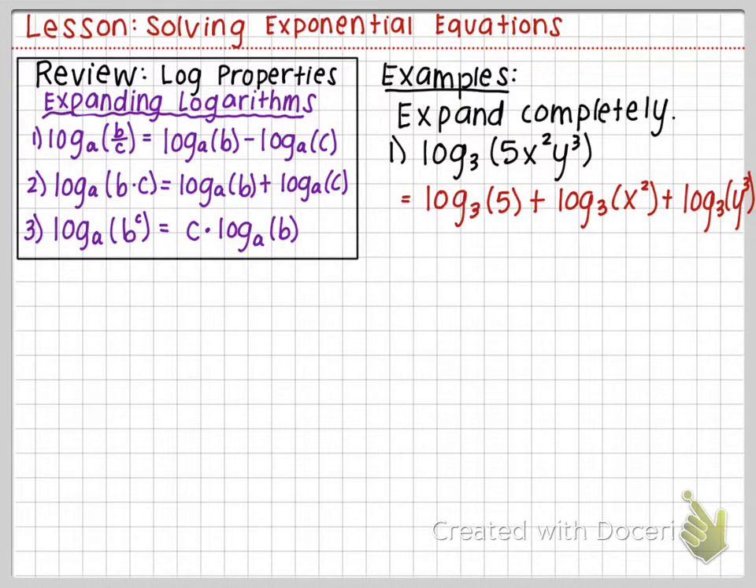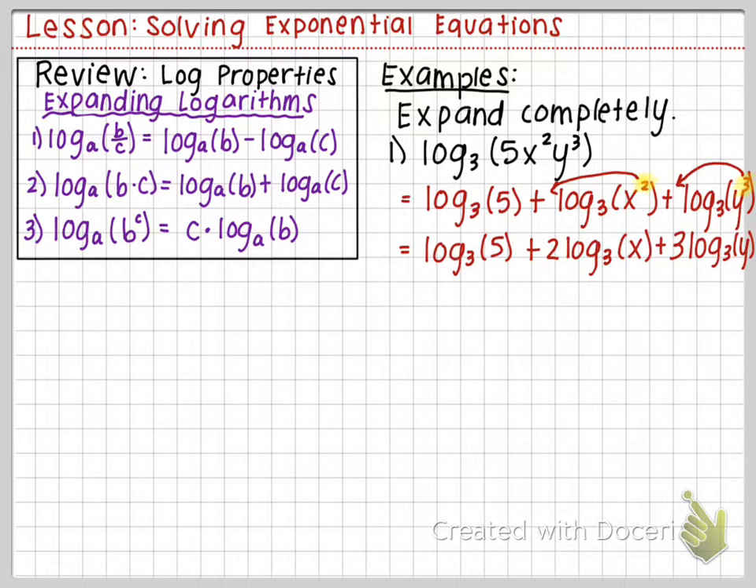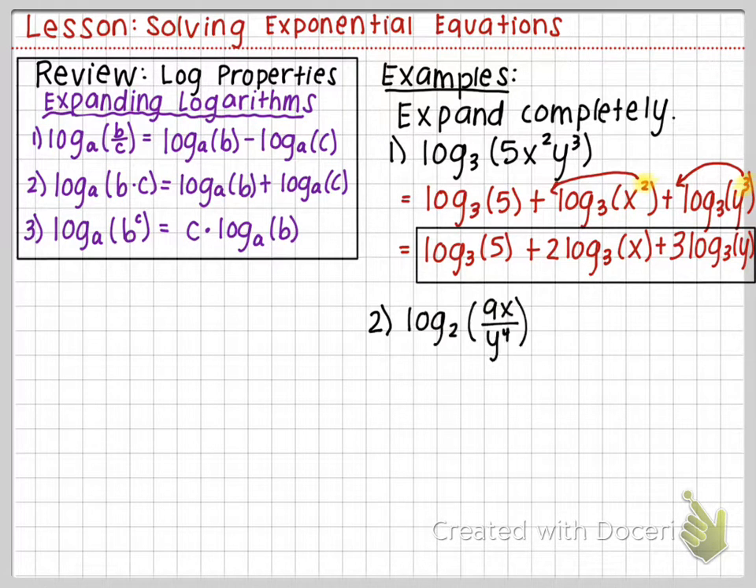Now the only last step that we need to do is this property where if you have an exponent, you bring it to the front. So we have two exponents, here and here, so we're just going to bring that to the front here and bring that down to the front here. The very first term stays the same, and then it's plus 2 log base 3 of x plus 3 log base 3 of y. So this is just review. Again, you don't have to write this if you don't want.